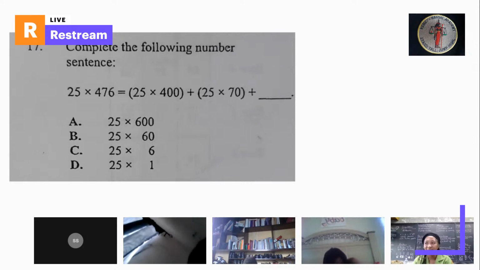Remember, those persons in the chat, when you're posting your answer, please write the number that you're answering, because sometimes the chat kind of lags behind, and we want to make sure it's the correct number we're matching your answers with. All right, so what's missing here, guys, is the 6. So we split up the 476 into 400, 70, and 6. So it's 25 times each of those.